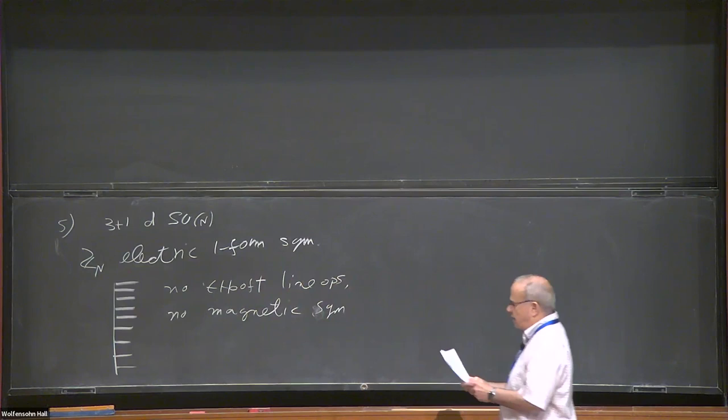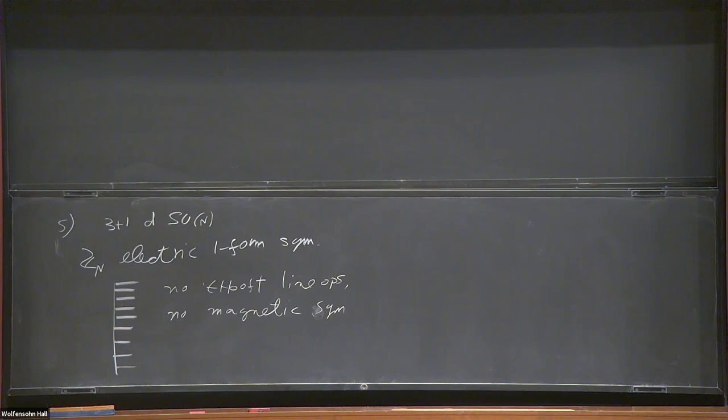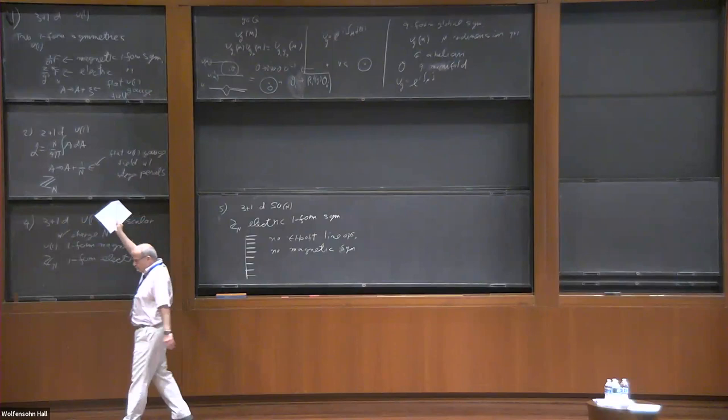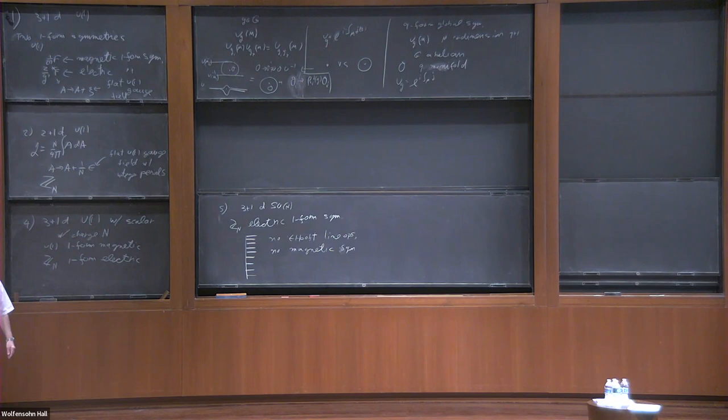Now, some people like to refer to this symmetry as a center symmetry. I'm sure you came across that name. I think this is extremely misleading, for several reasons. First of all, let's go back to example number 1. The group was U(1), the center is U(1), and you can think of the electric U(1) one-form symmetry as being associated with the center of the group.